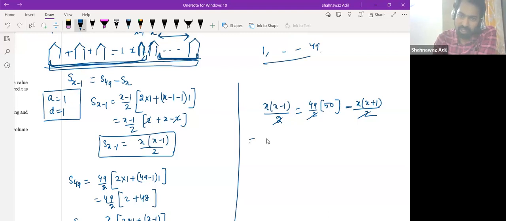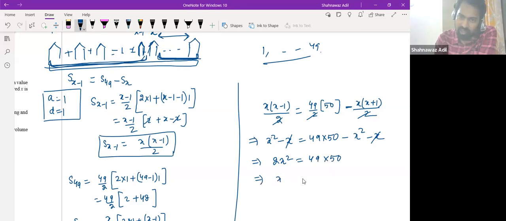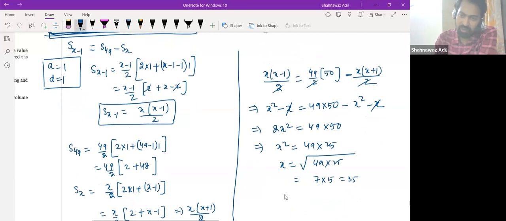Okay, so this is x squared minus x, and this is 49 into 50 minus x squared minus x. Now this term cancels, and we get 2x squared equals 49 into 50. So x squared is 49 into 25, and x is root of 49 into 25, so 7 into 5, which is 35. So the house number would be 35.